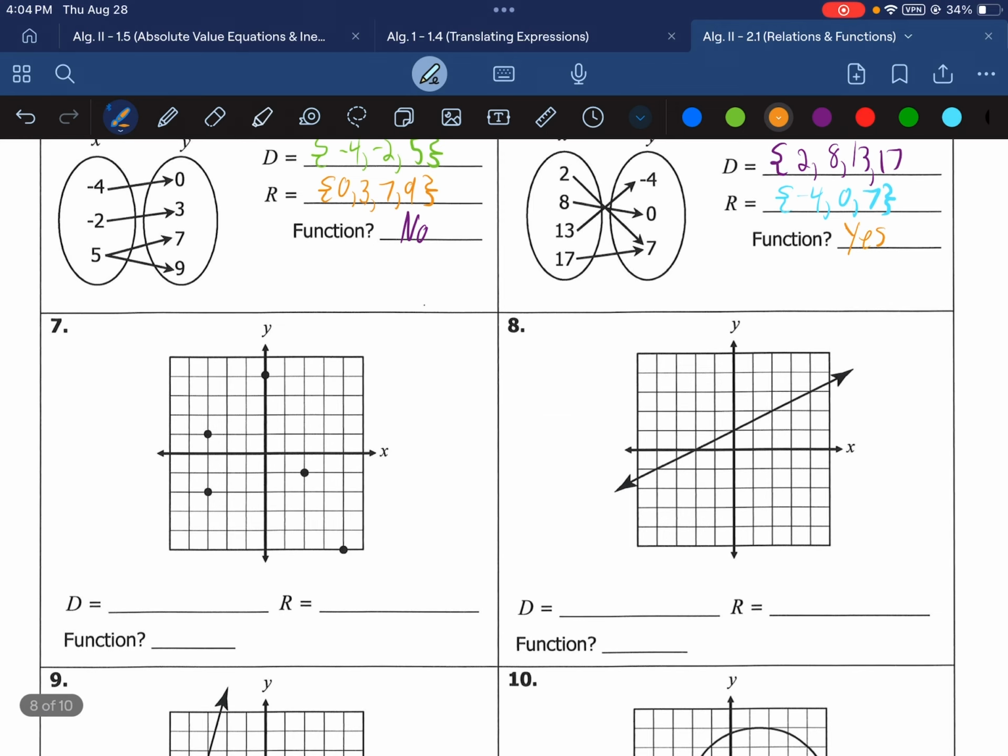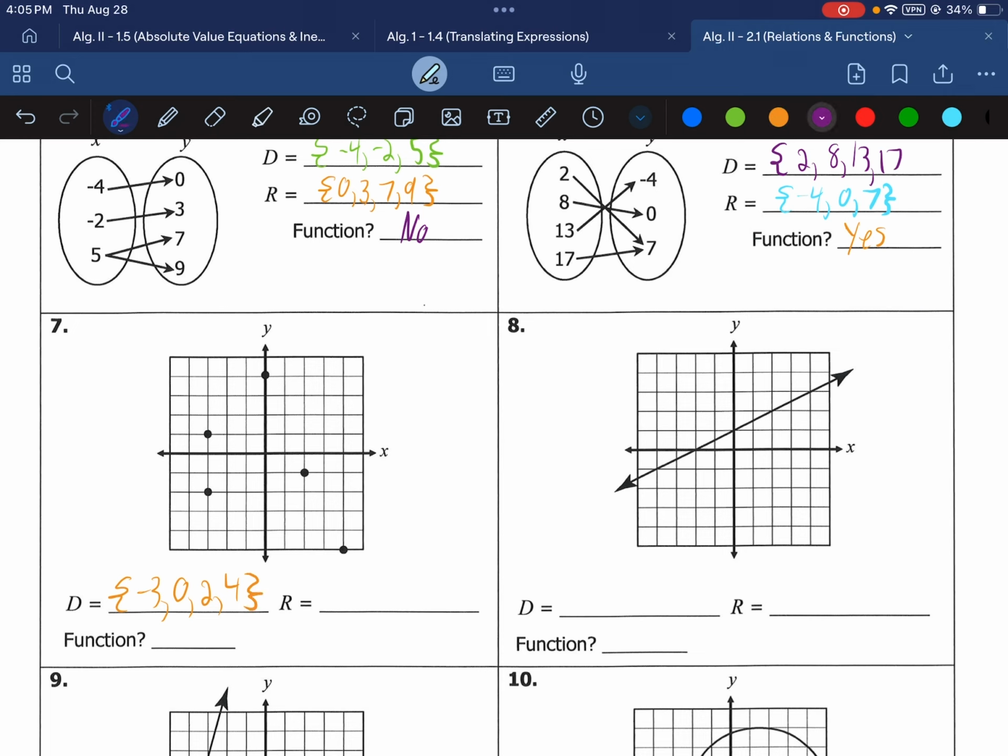Number 7, we have this collection of 5 points. So the domain would be finding the x values in all these points. The x value of those points are both -3, so we write that one time. This point, the x value is 0. This point, the x value is 2. And our last point, the x value is 4.